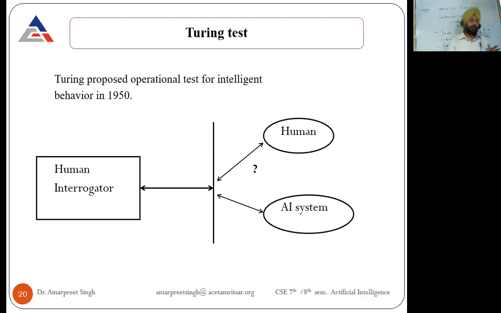Next, this is the diagram for the whole environment of the Turing test. On one side there is a human interrogator, and on the other side there are a human and the AI system or machine, and both are out of sight. This was given in the 1950s by A. Turing.